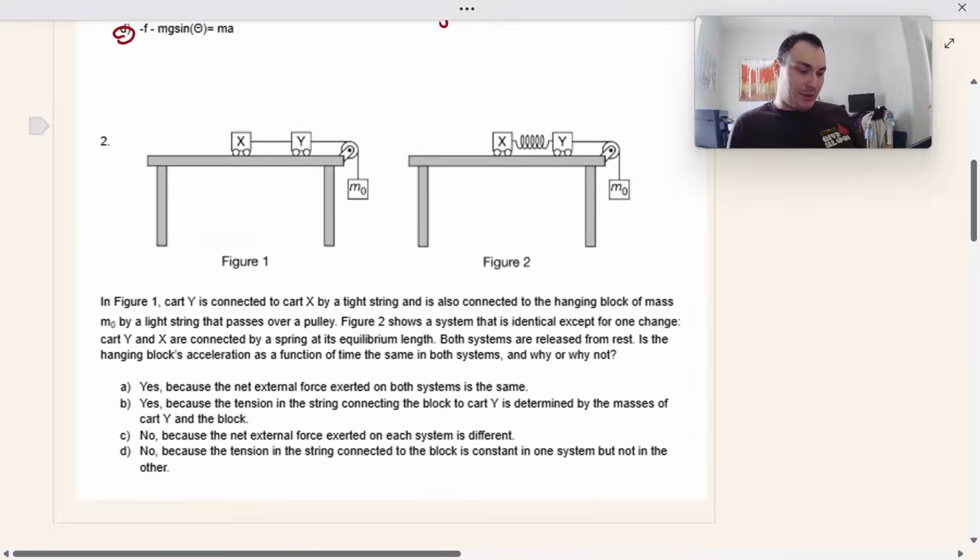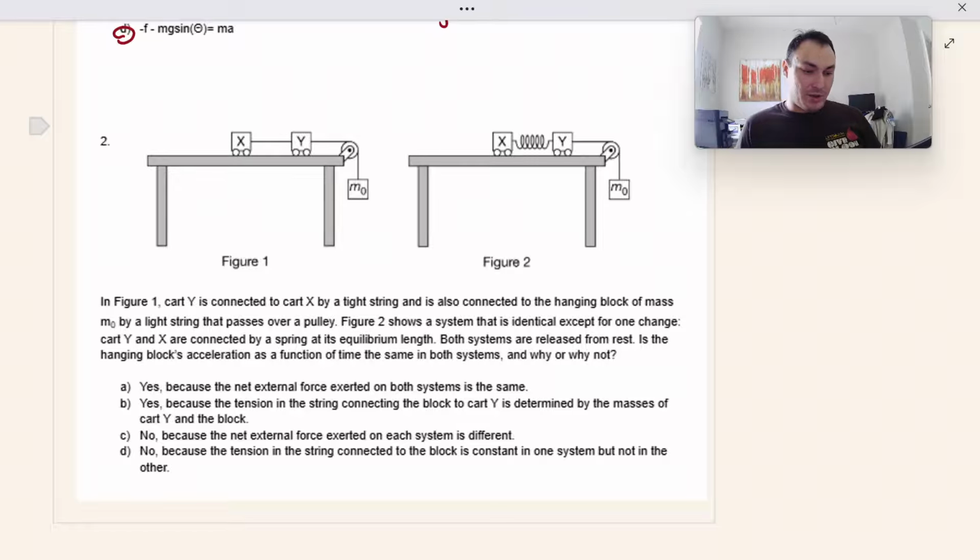All right, question 2. In figure 1, a cart Y is connected to cart X by a tight string and is also connected to the hanging block mass by a light string that passes over a pulley. Figure 2 shows a system that is identical, but now there's a spring in between the two. When the systems are released, is the hanging block's acceleration as a function of time the same in both systems? I'm going to go with no here. The acceleration versus time graph is not going to be the same.